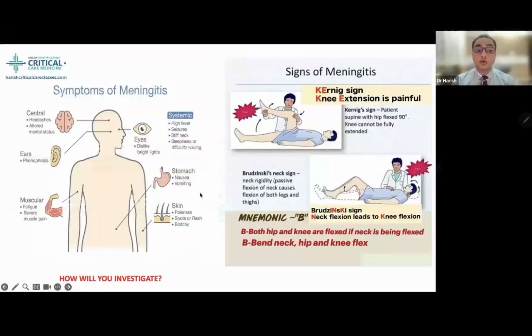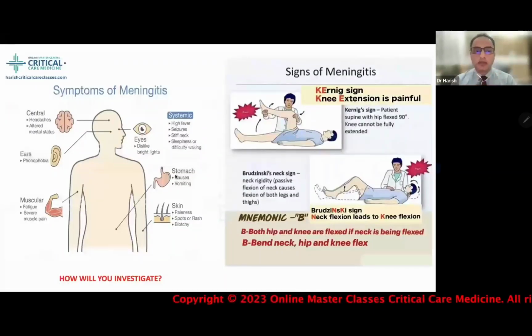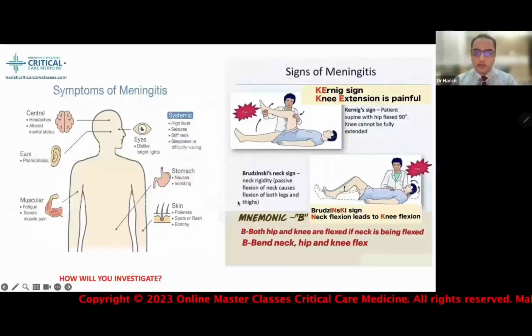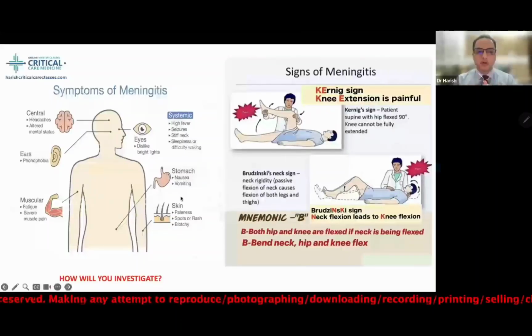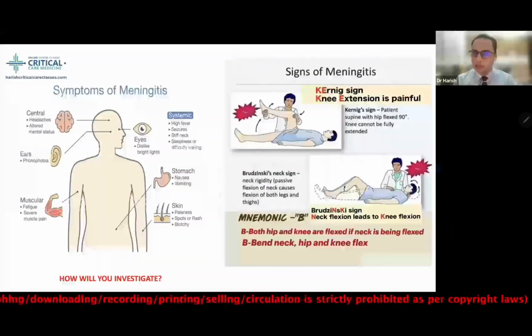The examiner might ask you to demonstrate these signs. It may be difficult in a ventilated or critically ill patient, but if the patient is not so sick, he might ask you to demonstrate. So these are the clinical features which I already discussed in a patient with meningitis. So how will you investigate? You are narrowing your diagnosis towards meningitis. How are you going to investigate a young patient with fever, altered sensorium, photophobia, and a GCS of 10?